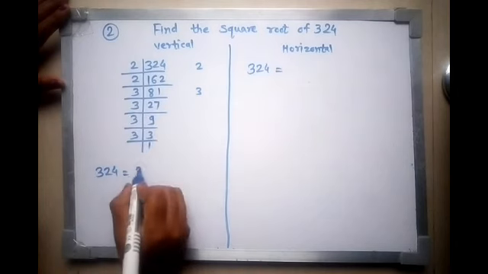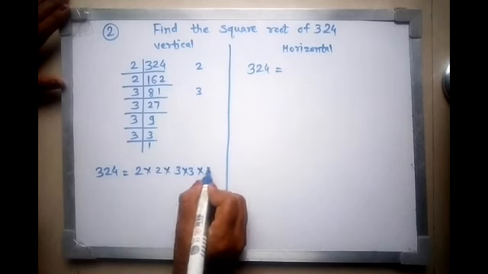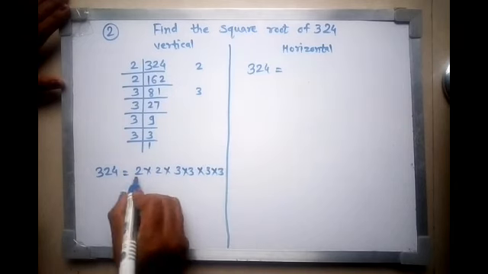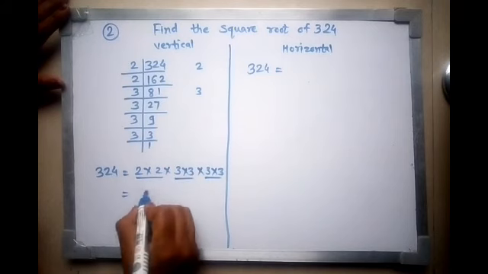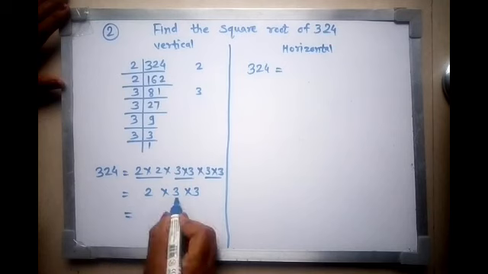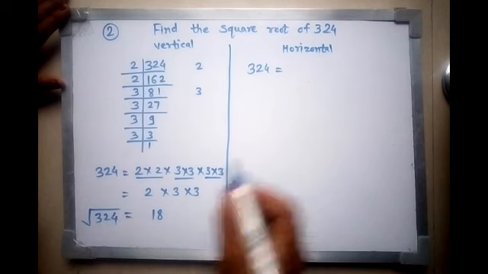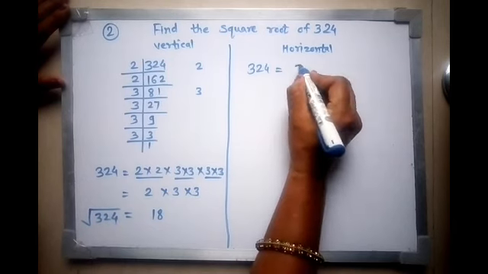324. Find factors: 2 into 2, 3 into 3, 3 into 3. I create groups of the same numbers. 2 into 3 into 3. 2 threes are 6, 6 threes are 18. Square root of 324 is 18.